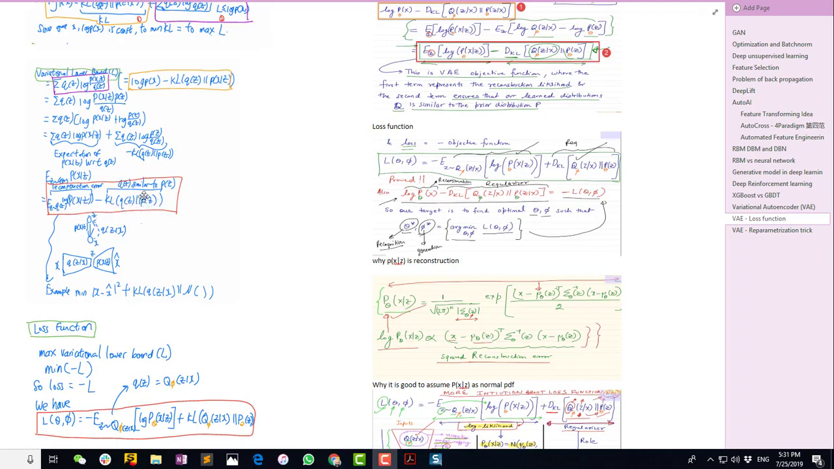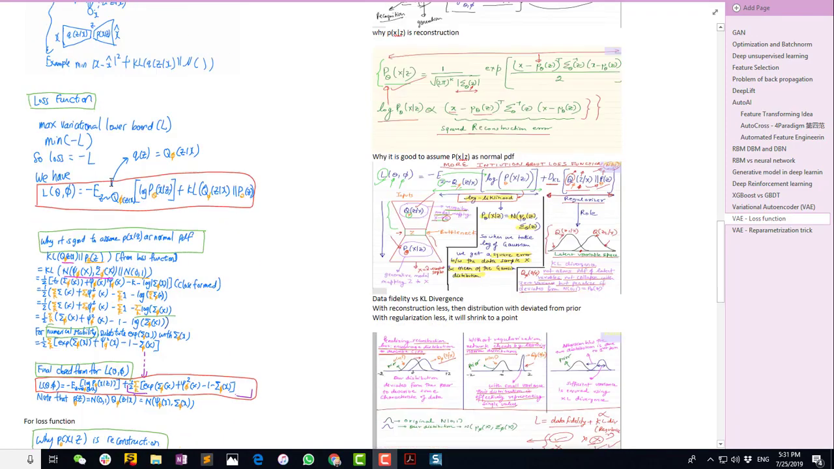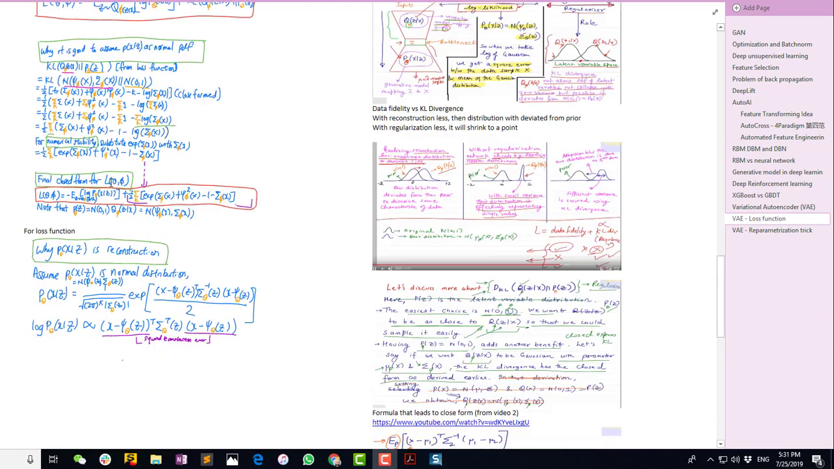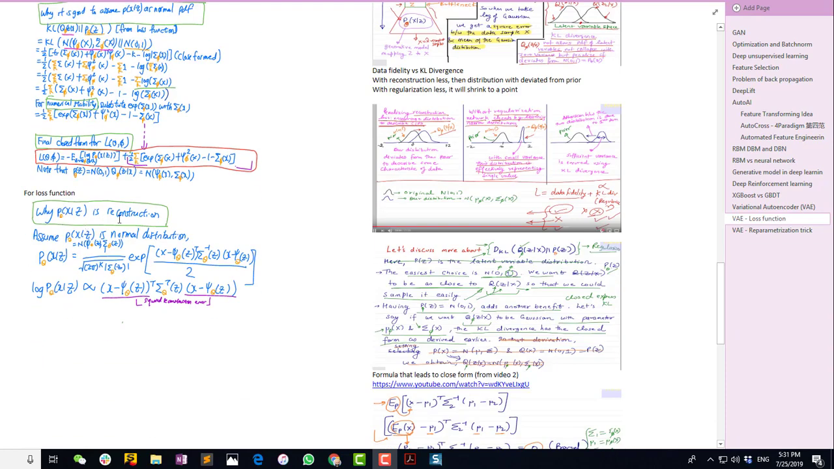The KL part says q(z) should be similar to p(z), and the left part will be the reconstruction error. So why is this a reconstruction error? We can see here.